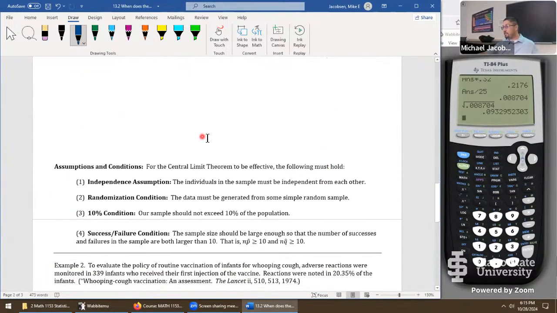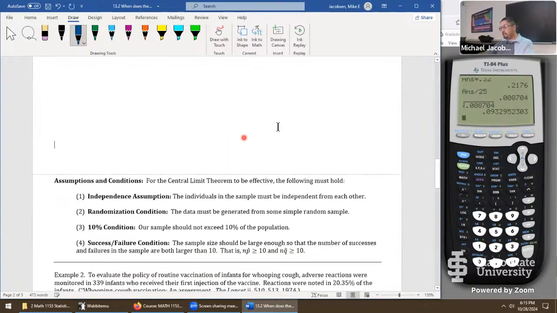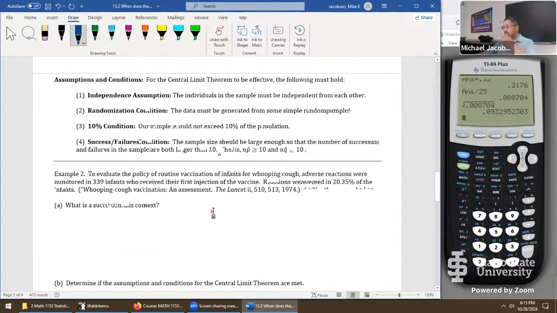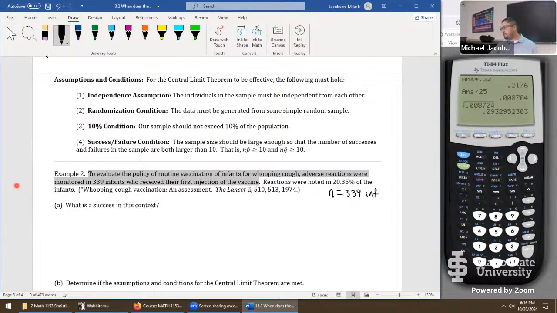So coming down to this one, example 2, here's our next attempt at this. The setting for this one is really old data from 1974. I think we might have looked at it once or twice in class, and we'll eventually analyze it once we get into section 13.3. It says to evaluate the policy of routine vaccinations of infants for whooping cough, adverse reactions were monitored in 339 infants who received their first injection of the vaccine. From that sentence, all we know is there is a sample size, 339 infants.